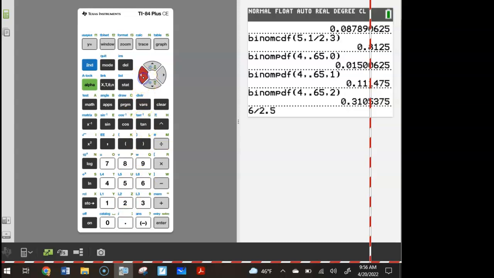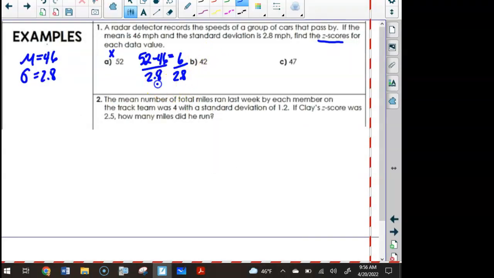2.1? Okay. 42 is going to be what kind of a number? Is it above or below? It's below. So we're going to find out how far below the mean it is, which is 4, and then we're going to divide by the standard deviation of 2.8.